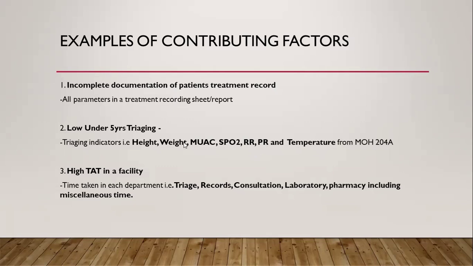If some of these parameters are not well taken or they're not recorded, then we say that you have not triaged an under 5-year-old child. Remember, these are based on guidelines, which are our standards that we use. So these are the contributing factors. If there is anything that is missing here, then we say it is contributing to our low triaging coverage.